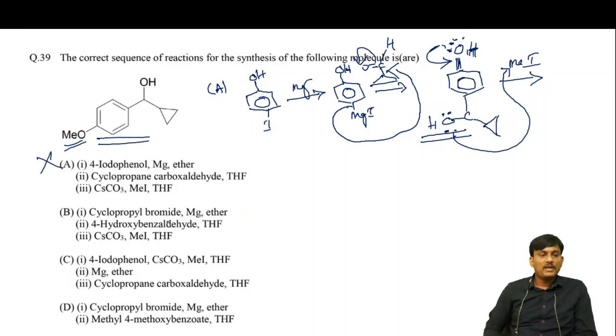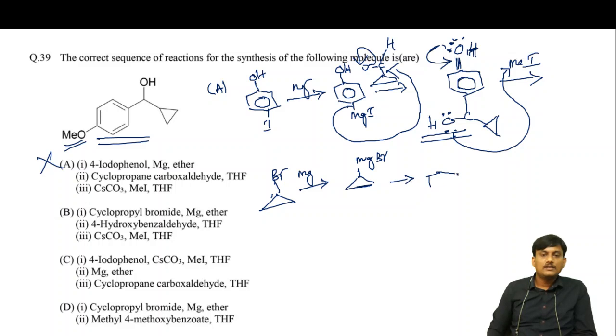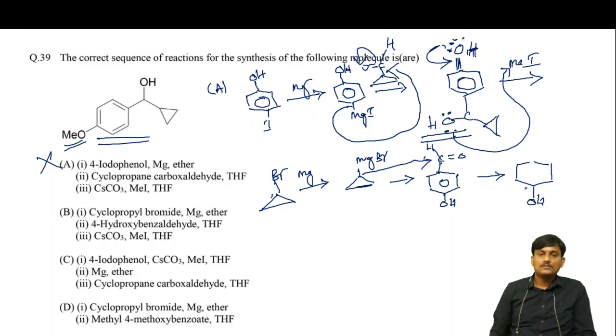And cyclopropyl bromide, suppose if you take cyclopropyl bromide and reacted with magnesium, so you will get cyclopropyl magnesium bromide. And this one is reacted with 4-hydroxybenzaldehyde. This is a 4-hydroxy OH and benzaldehyde, C double bond O. Here this one attacks on this C double bond O, so you will get finally this is a OH and here you will get OH, and this one is H, and this is a cyclopropyl ring. Let us take this is CP ring.